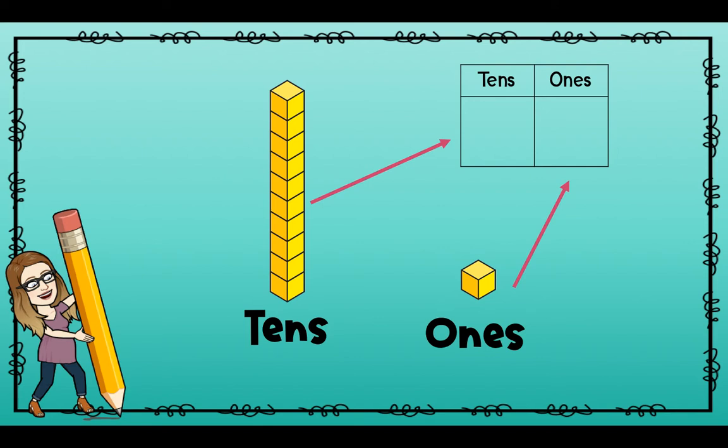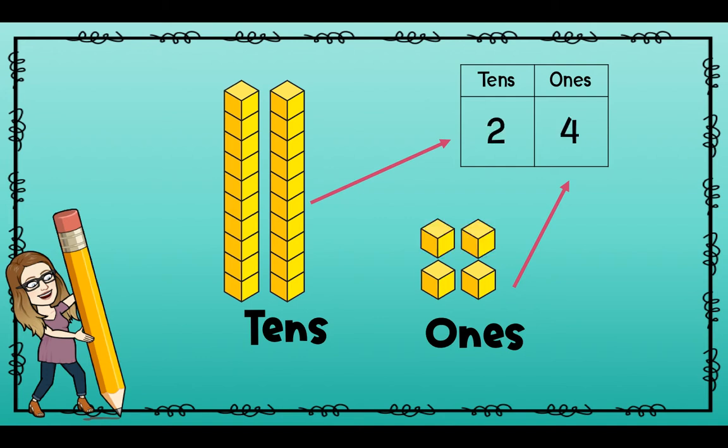When we have our tens and ones, we put our tens number in the tens column and our ones number in the ones column. So for instance, we have 1 ten and 1 one. That means we have 11 blocks altogether.